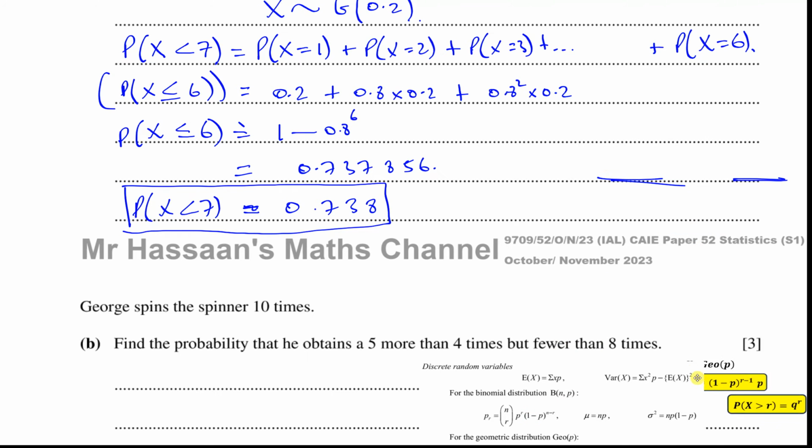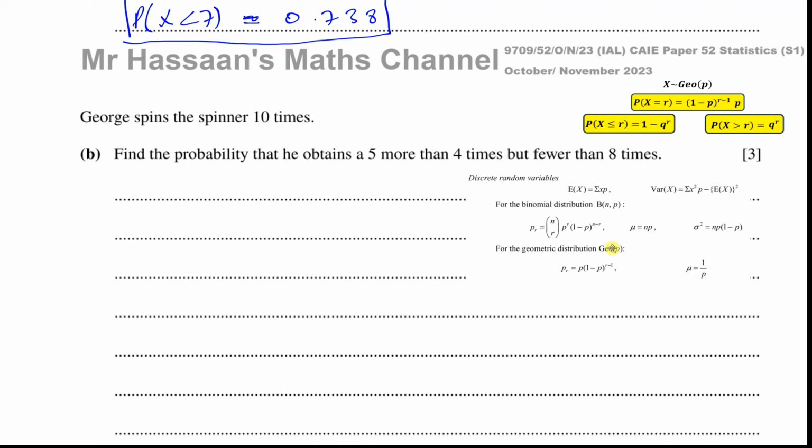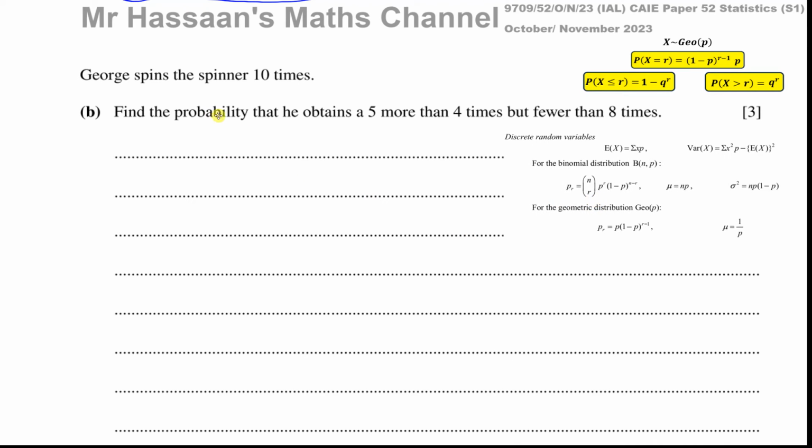We might need these, so I'm going to take these down here. In the next part of the question, we're told that George spins the spinner 10 times. Find the probability that he obtains a 5 more than 4 times, but fewer than 8 times. So now we've changed; it's not a geometric sequence. It doesn't say he spins the spinner until he lands on a certain thing. Here there's a fixed number of spins.